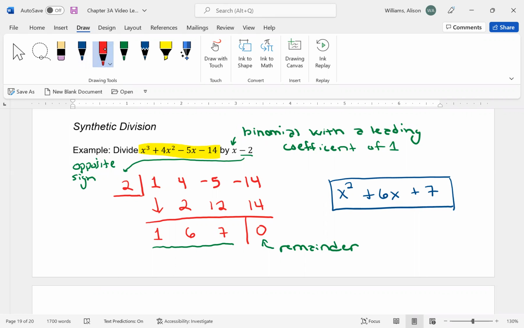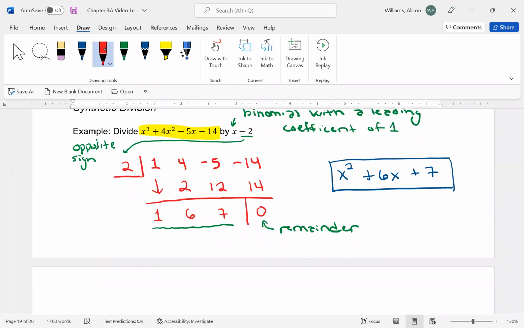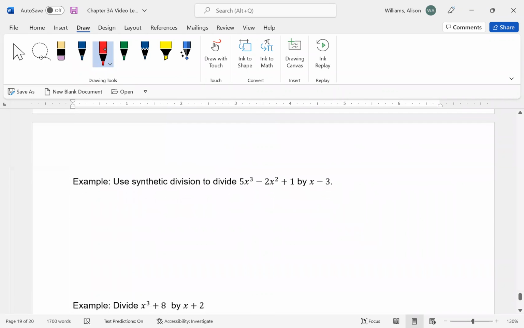Let's try it again with another example and see if we can't get our mind around every step, because once you understand the steps, it's very quick. So what I'm going to do is write the coefficients of what I'm dividing. I have a 5 in front of the x cubed, a -2 in front of the x squared. I see that I am missing a term.